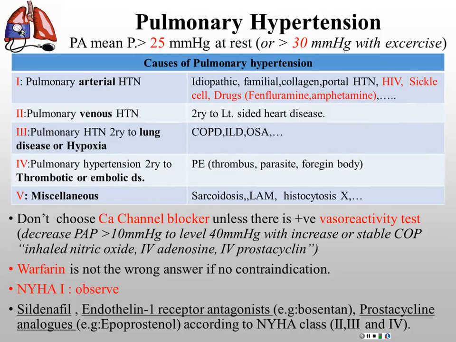Once you progress in classes, you can combine different groups of medications. And finally, in class 4 or advanced class 3, you may consider adding IV treatment. There are different classes of medicine, including sildenafil, endothelin receptor antagonists, and prostacyclin analogs.